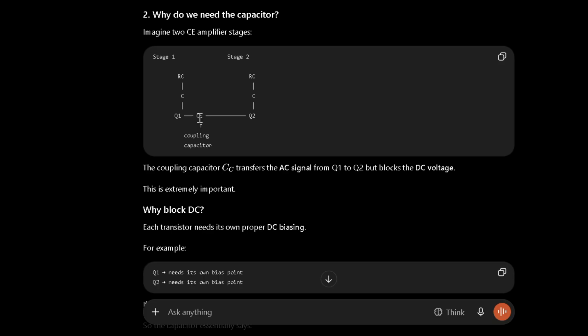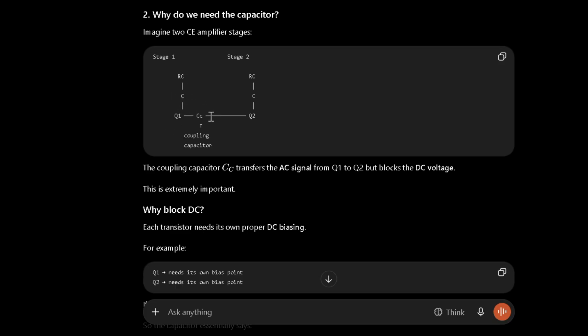I don't understand Q1 at first. Common emitter, he said. For a common emitter, the base gets the input and the collector gives the output. So I think this is the base and this is the collector, and here the coupling is happening. It blocks DC. That is extremely important.